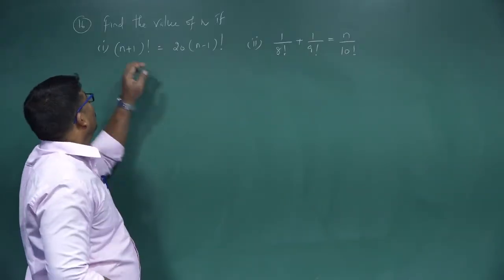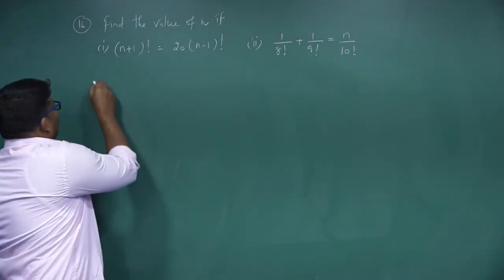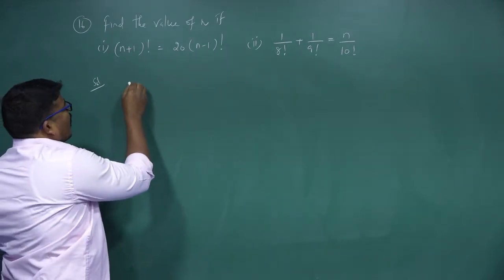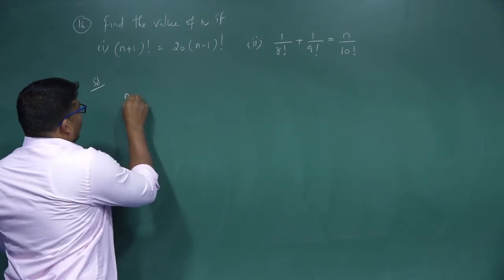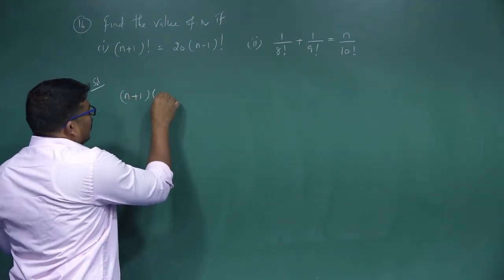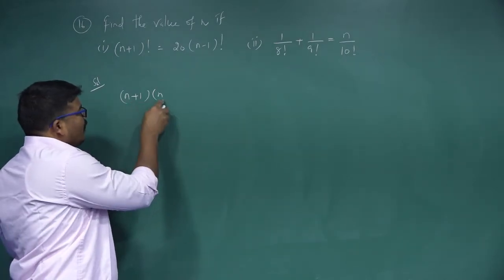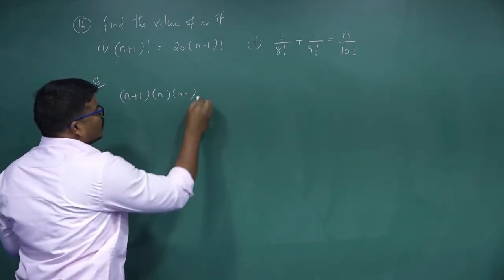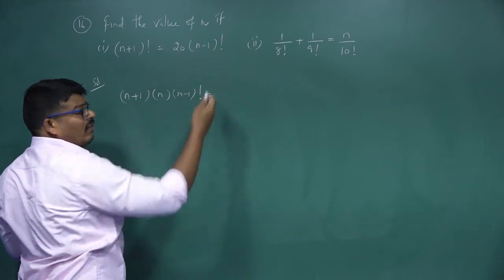Next, the 16th problem. Find the value of n if n plus 1 factorial equals 20 into n minus 1 factorial. Solution: n plus 1 factorial. Now write n plus 1 factorial in a reduced form: n plus 1 into n, subtracting 1 from n plus 1 gives n, then n minus 1 factorial. The right hand side value is n minus 1 factorial.